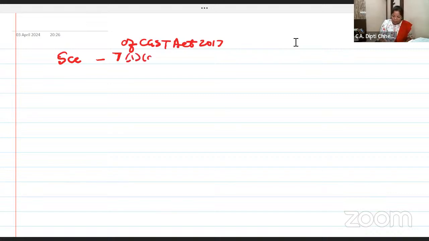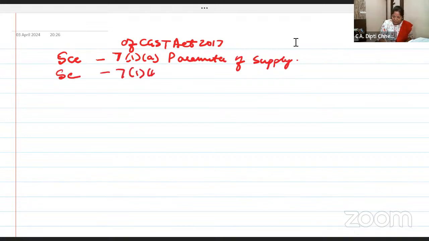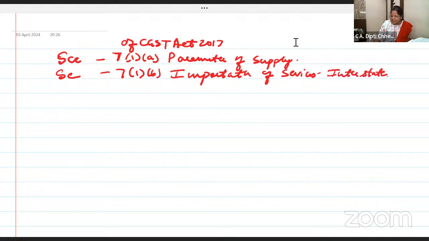Section 7(1)(a). Parameters of supply. It should be by a taxable supplier for consideration for business purpose. Section 7(1)(b). Importation of service. It is treated as what? Importation of services is treated as interstate supply. लिखो बेटा, लिखने से लर्न होगा.